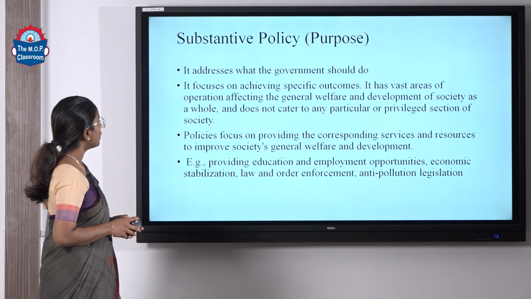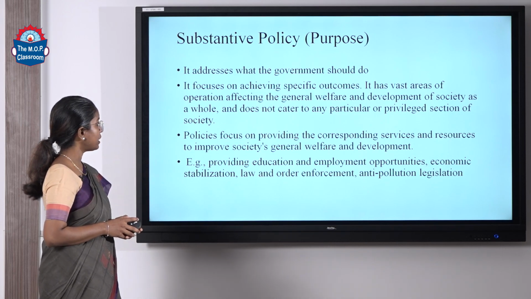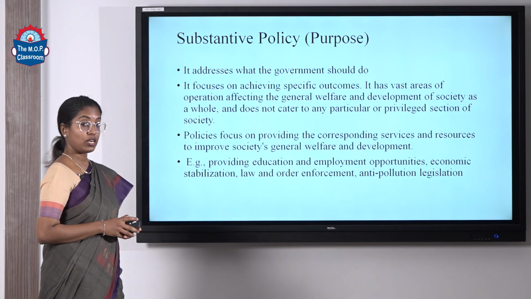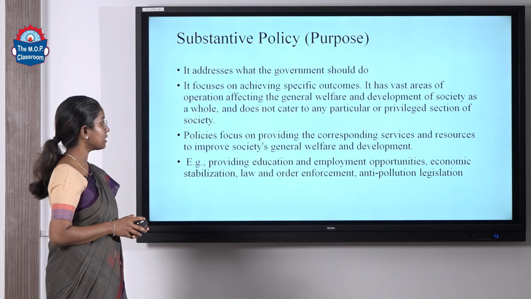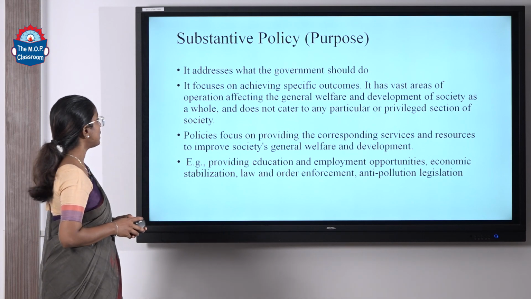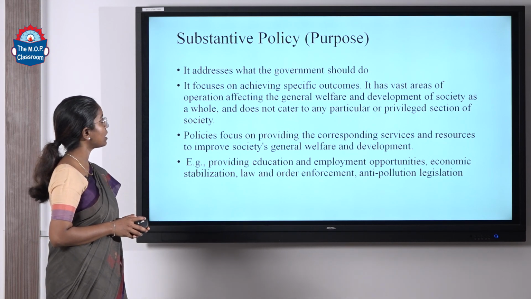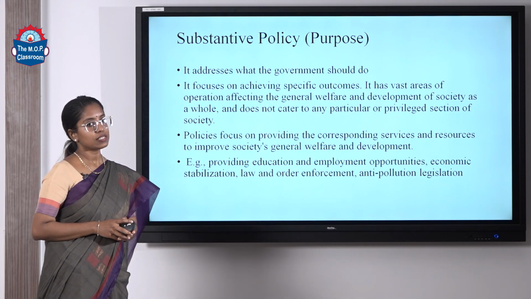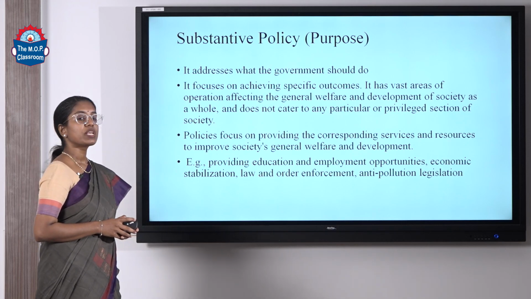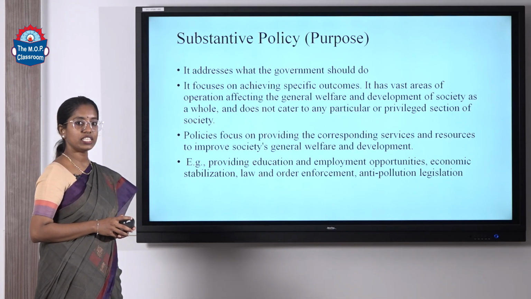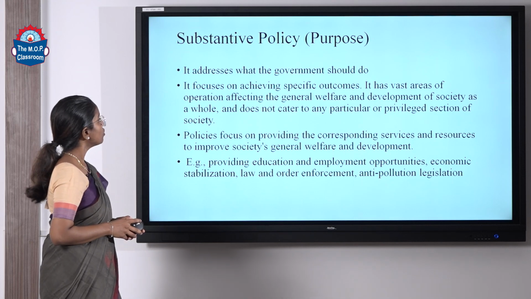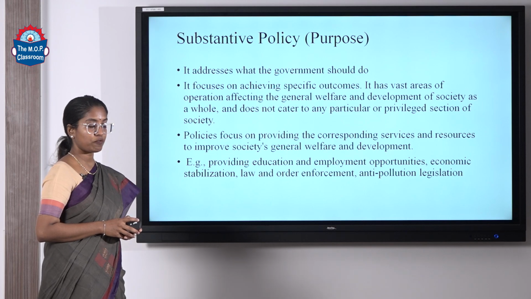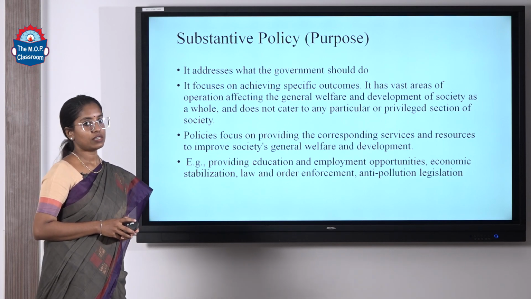For example, providing education and employment opportunities, economic stabilization in the country, law and order enforcement in society, and anti-pollution legislation are some examples of substantive policy. It does not have any target population, but it has specific outcomes which need to be achieved in the future. So it is a kind of operation affecting the general welfare of society and the development of the state.